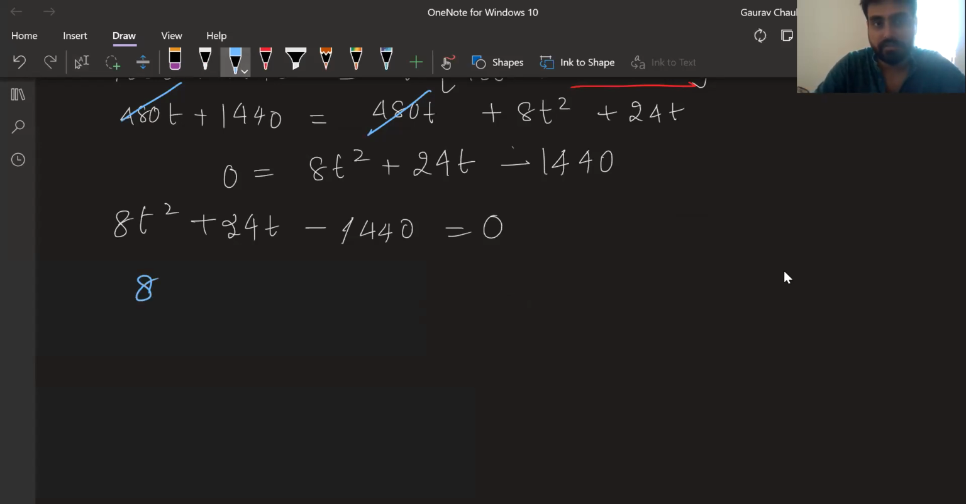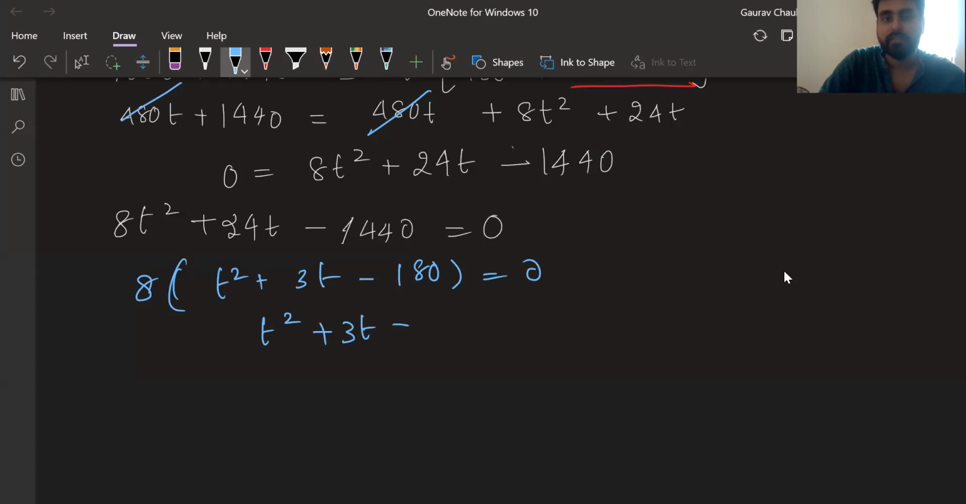Let's take 8 common, t square plus 3t minus... does 8 divide this? Let's see, 64 is 8, 0. So basically you have t square plus 3t minus 180 is equal to 0. This is your first equation.